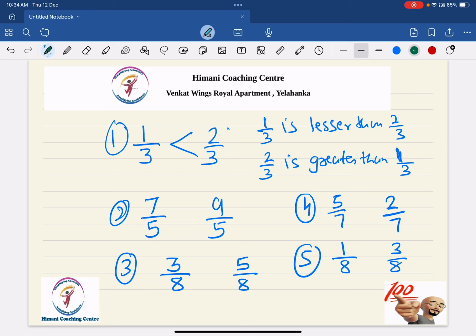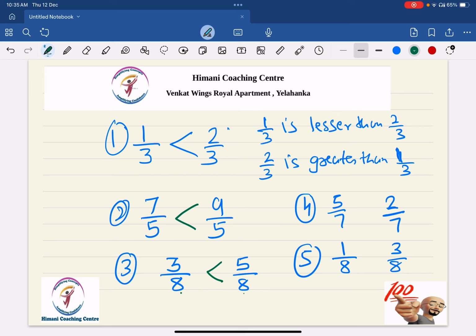So now kids, in question number 2, are the fractions like? Yes. Why? Denominator is 5 in both the fractions. So compare the numerators between 9 and 7. Which one is greater? 9. So what should happen? This. So if you have put this sign, very good. Now, in question number 3, are the fractions like? Yes. Why? The denominator is 8. So, between 3 and 5, which one is bigger? 5. So, you put like this.